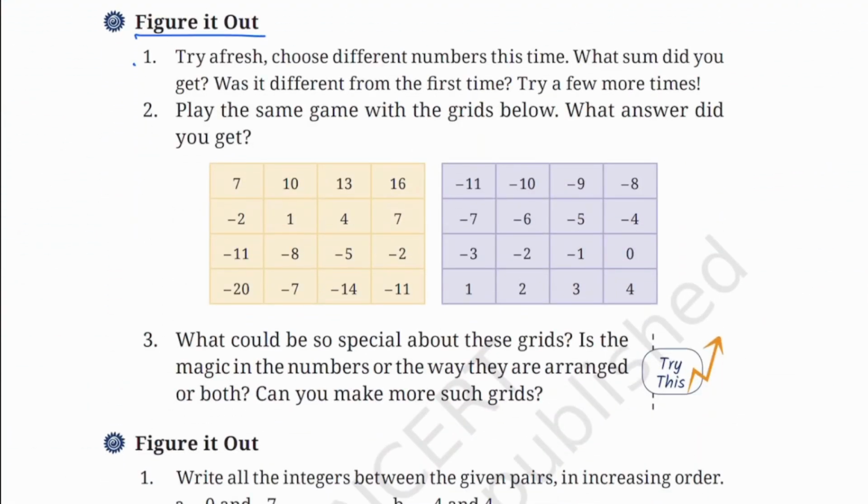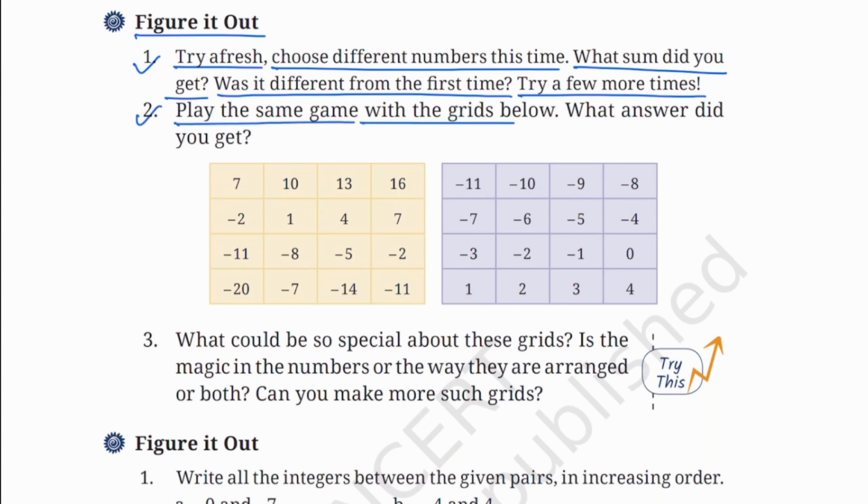Figure it out. 1. Try a phrase. Choose different numbers. This time, what sum did you get? Was it different from the first time? Try a few more times. 2. Play the same game with the grids below. What answer did you get?